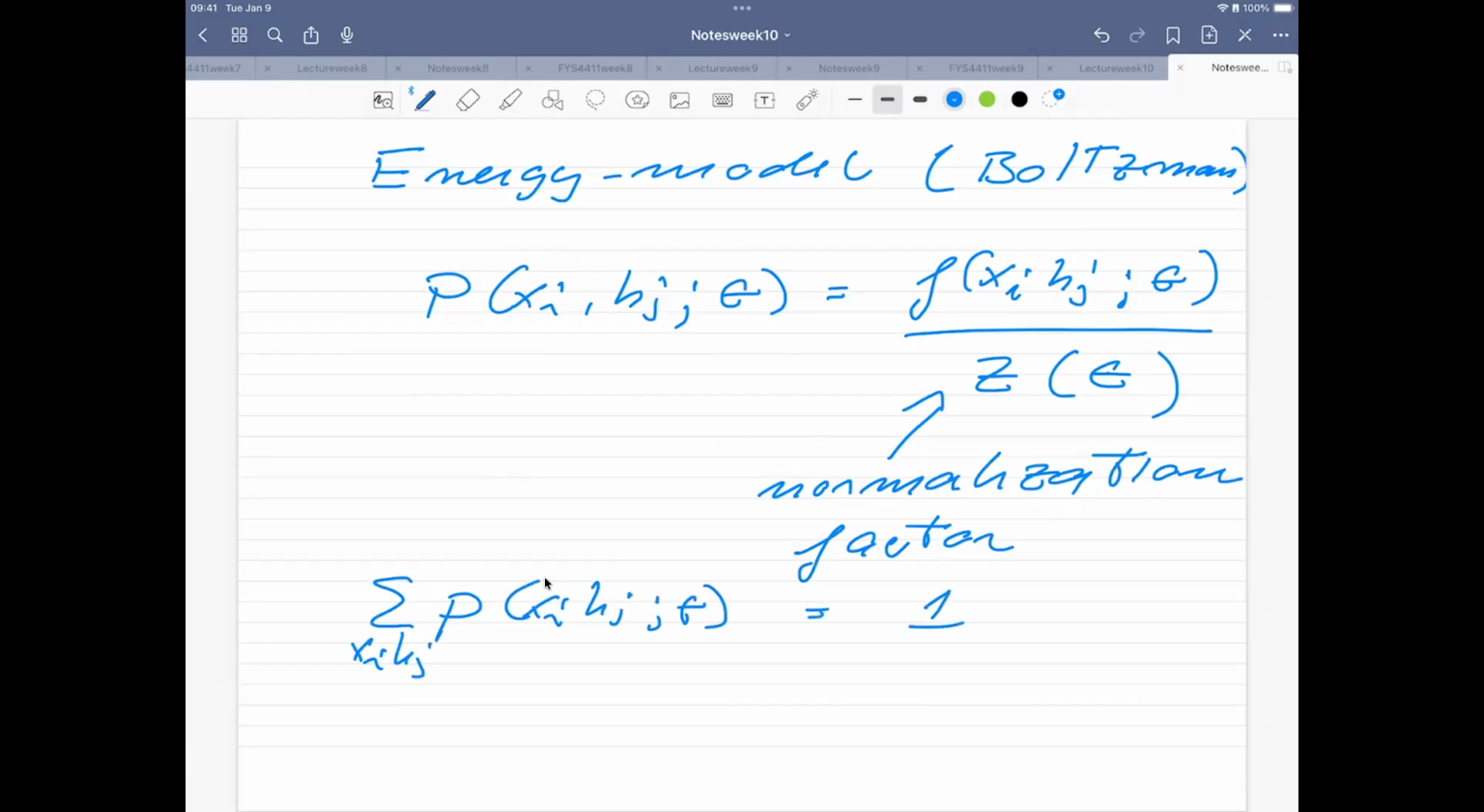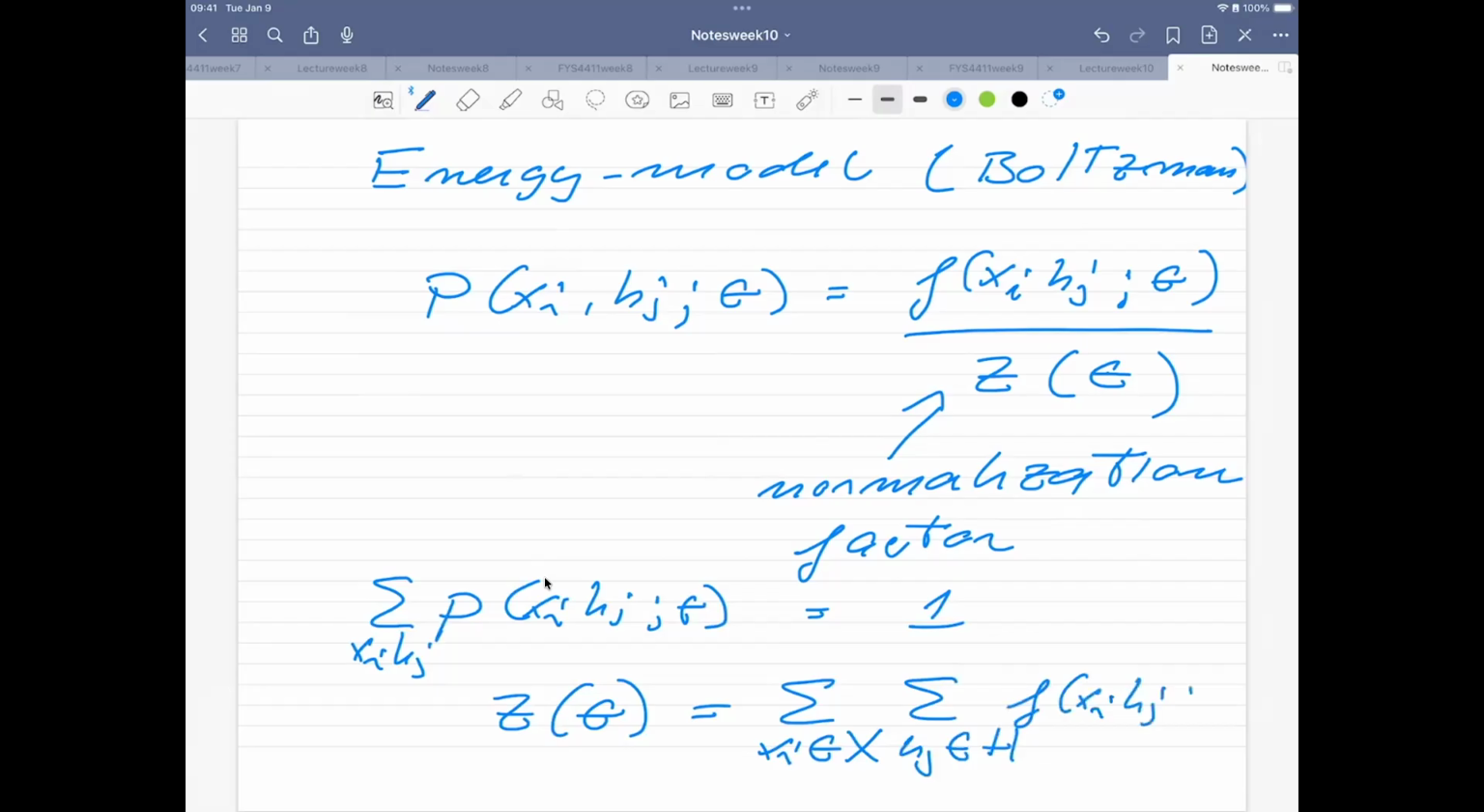That's standard. Now, the function C of theta is given by the sum over x in the domain X and h in the domain H of this function f of x i, h j, theta.